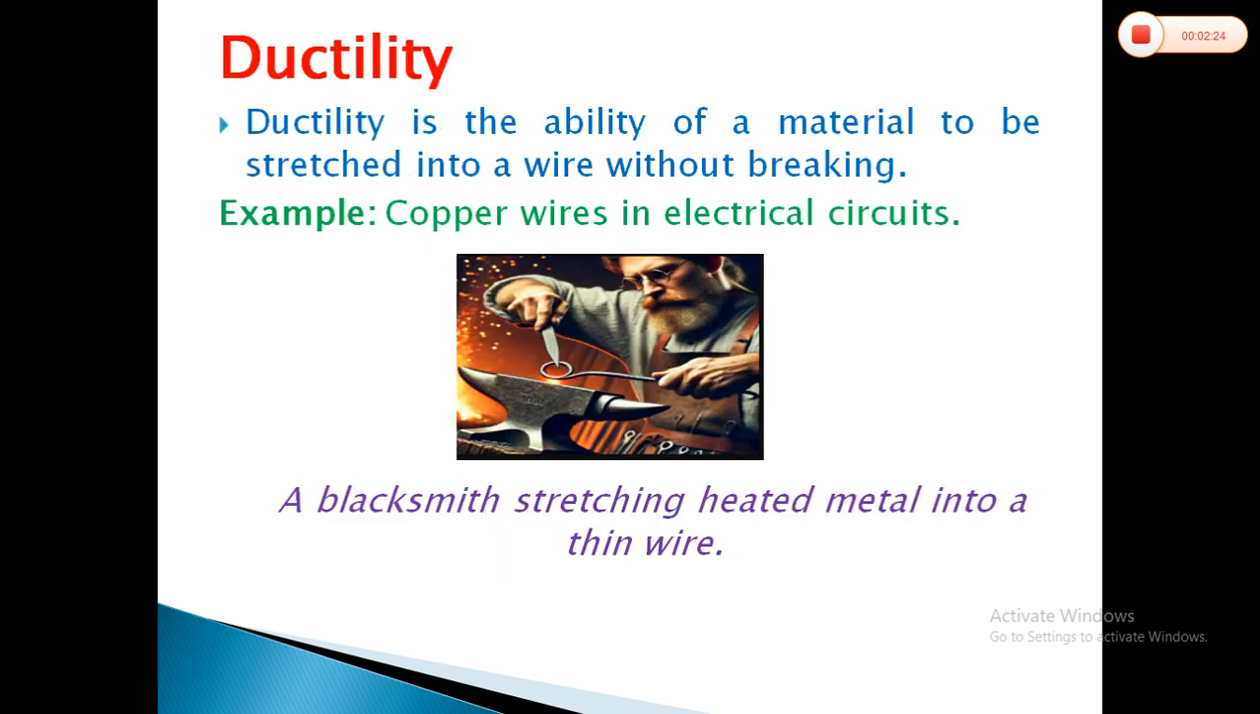Ductility is the ability of a material to be stretched into a wire form without breaking. Example is the copper wires in electrical circuits. The figure shows the blacksmith stretching heated metal into a thin wire.